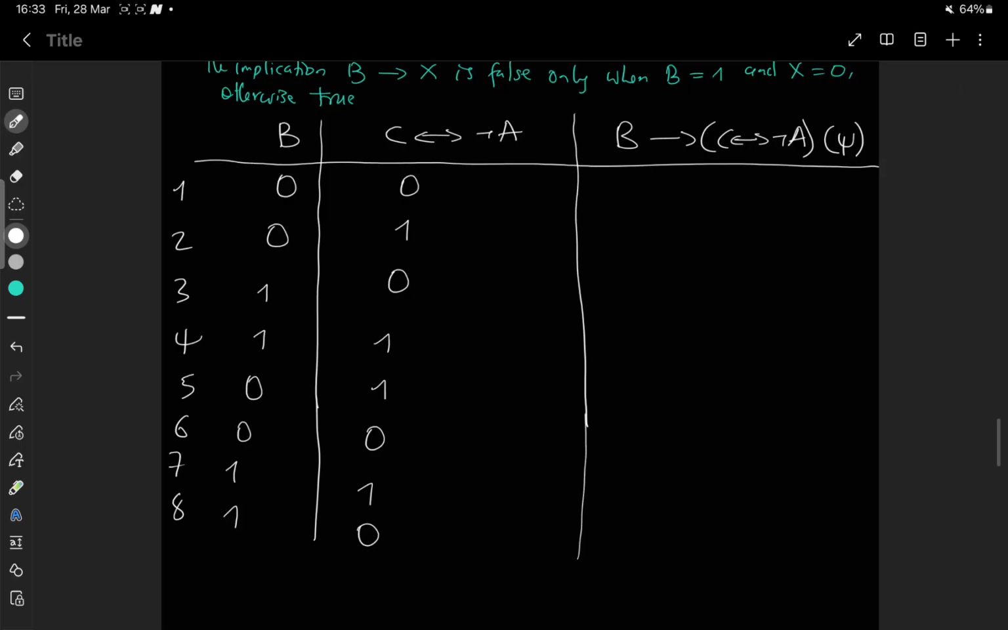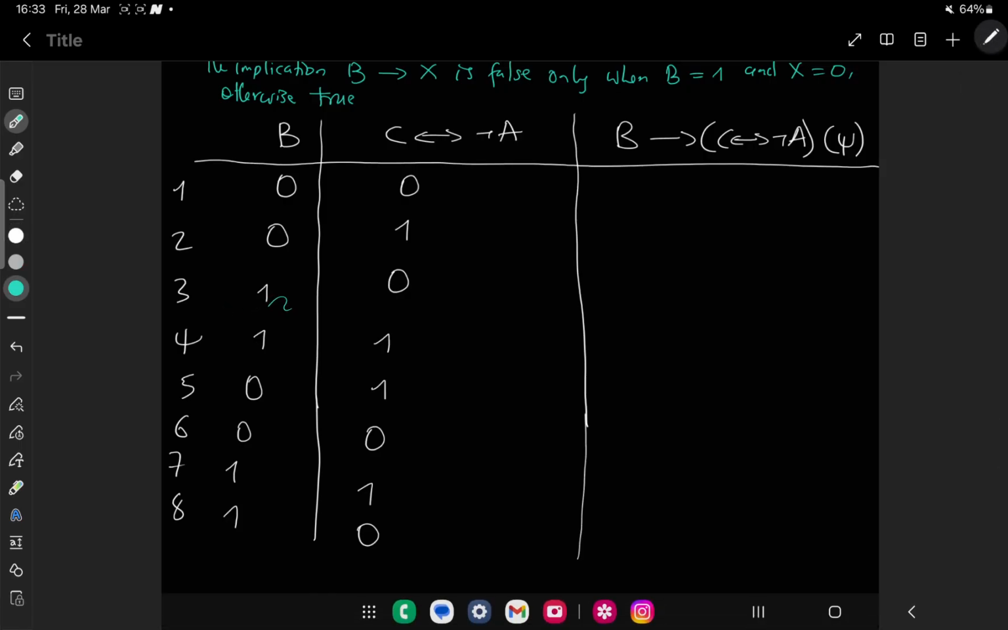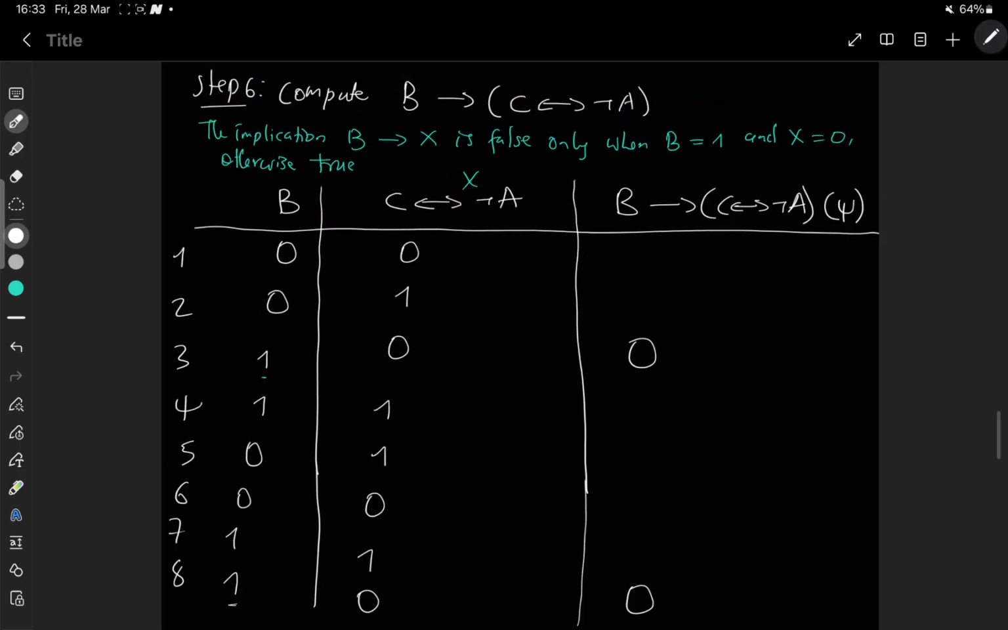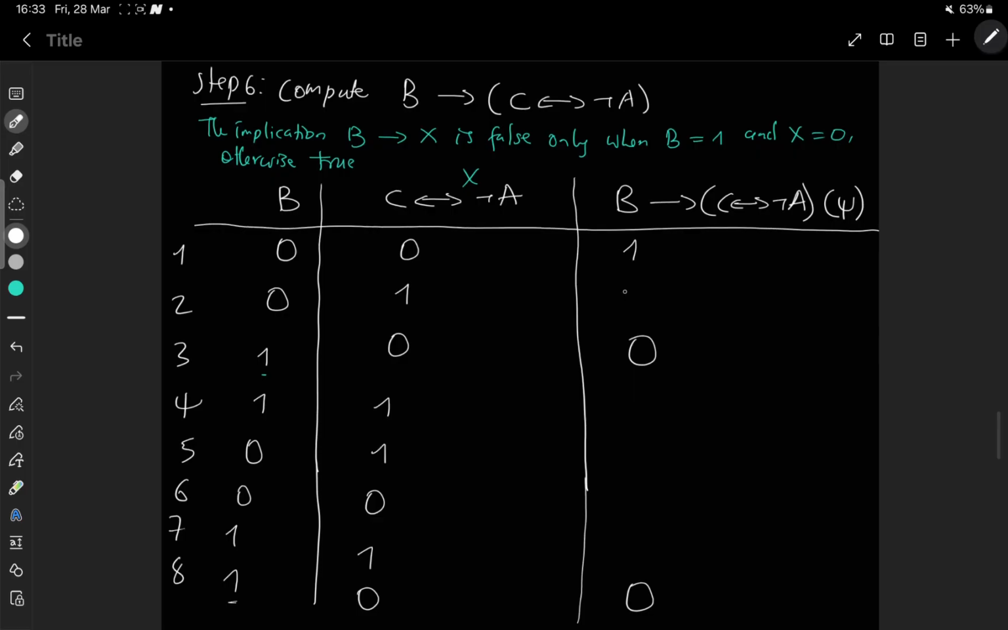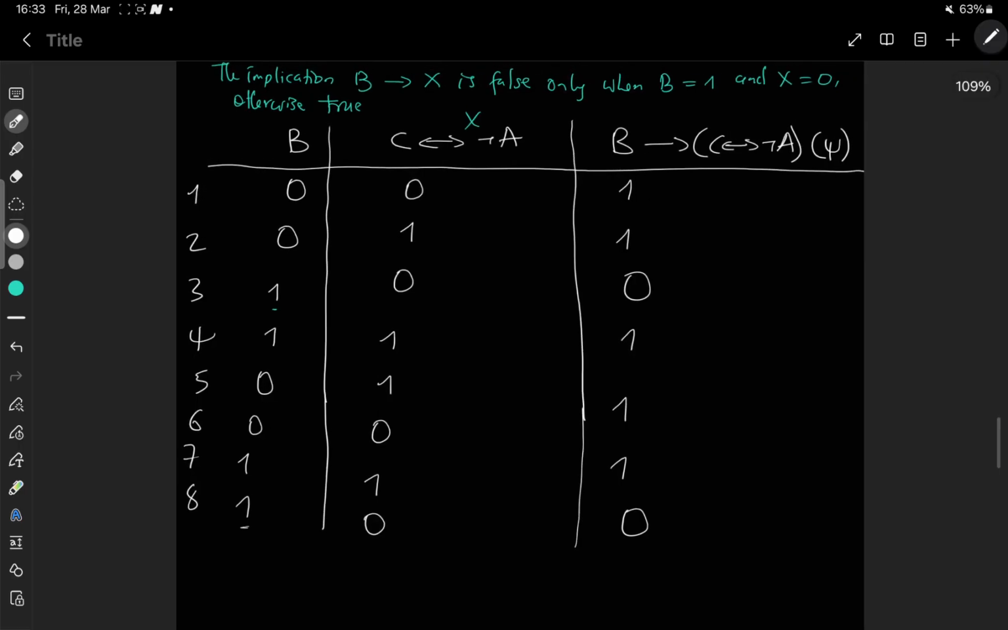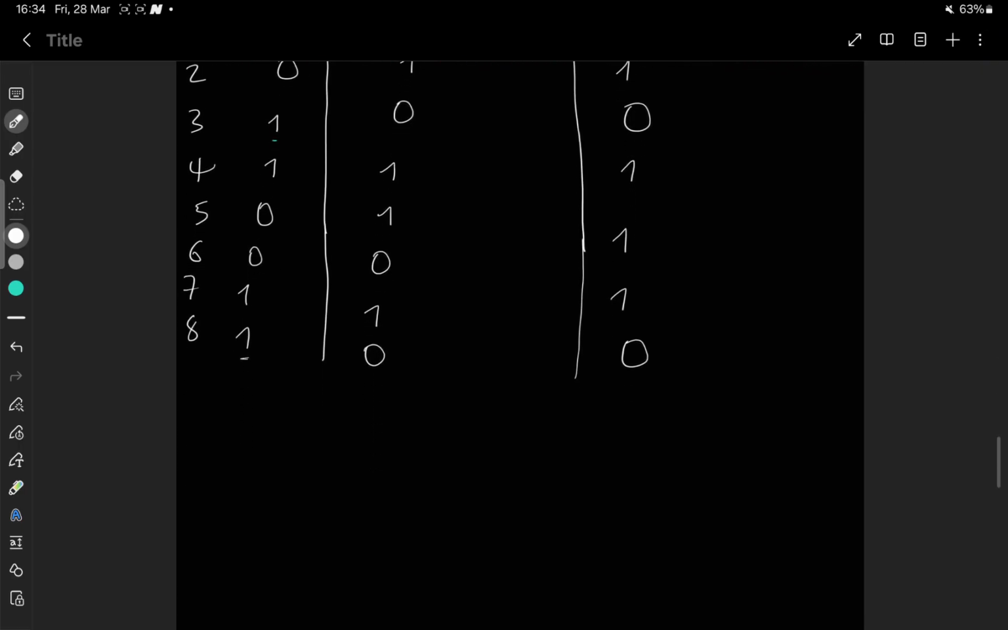So we'll check what we have here. From our tree, we have B to be 1 and X here. This represents our X. So we have it to be 1 and 0 here, so this is going to give us 0. And then from here also, the last one, we have 1 and 0, so we have 0. Otherwise, every other thing is true. So this is what we have here.